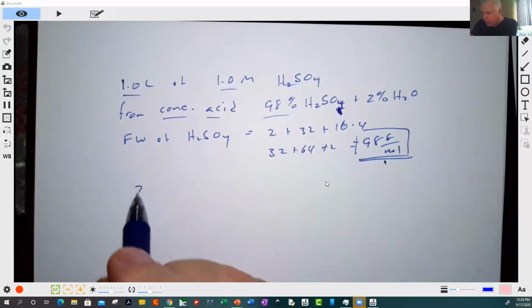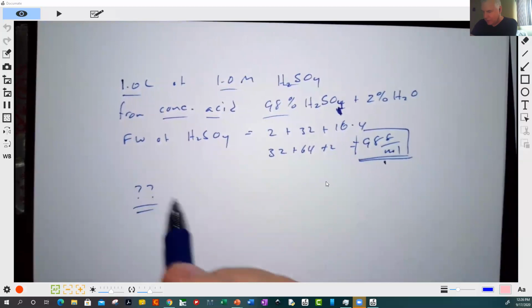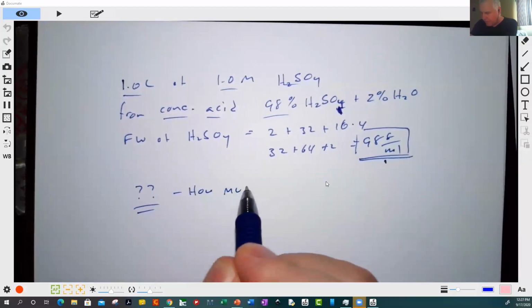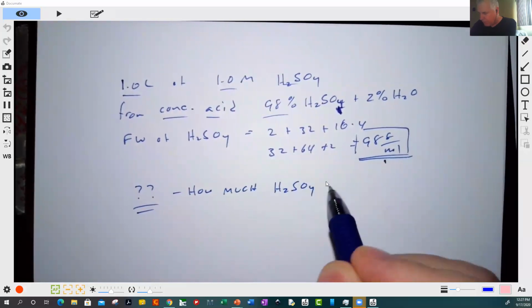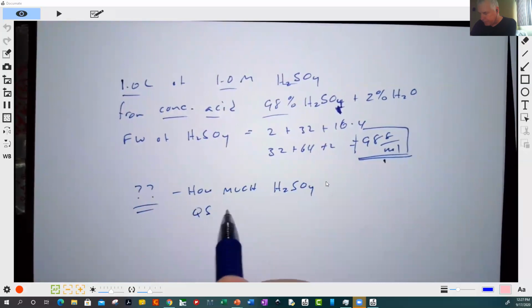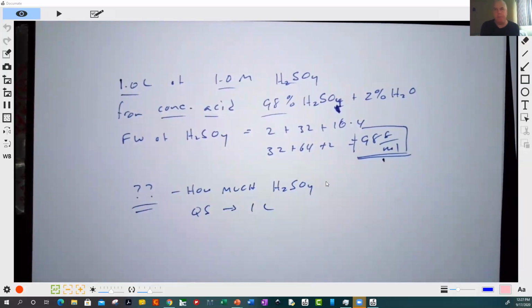Right. So the first question I would have here, it's basically the only question, is how much H2SO4 to make this 1 liter. QS, I learned today, I saw it ages ago. This QS 1 liter, what is QS? This semester, I was getting ready for this class, I better figure out what QS means. It's some Latin words, but it means enough to make, or sufficient. So how much H2SO4 QS for 1 liter of this stuff?